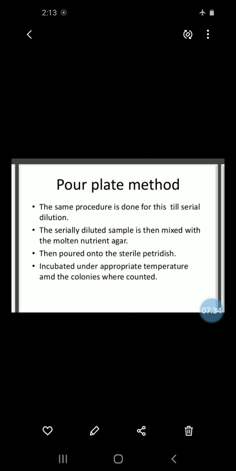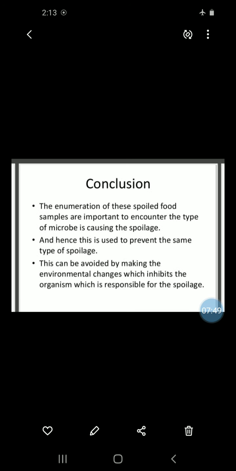And these petri plates are incubated under appropriate temperature, it means the required temperature. And after incubation, the colonies are counted. At the last, in conclusion, the enumeration of this spoiled food sample is important to determine the type of microbes causing the spoilage.